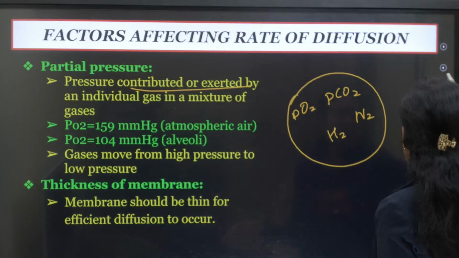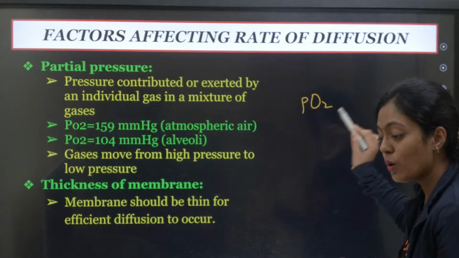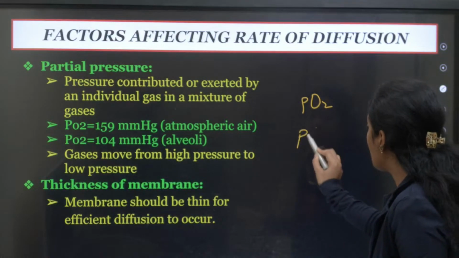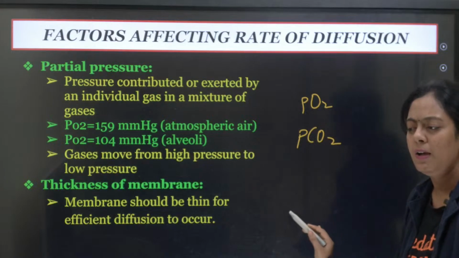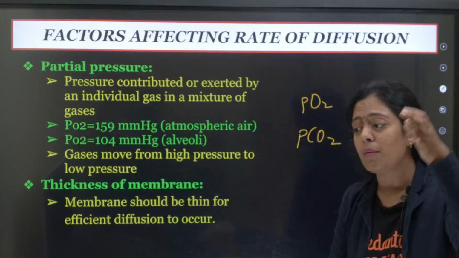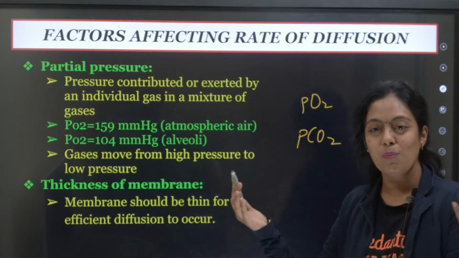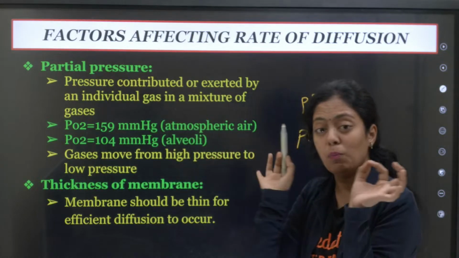So we denote it by PO2, which means partial pressure of oxygen. Then we have PCO2, which means partial pressure of carbon dioxide. அவ்வளவுதான். இது புரிஞ்சதா எல்லாருக்கும்? இன்னொரு விஷயம் என்ன ஆகும்? Gases move from high pressure to low pressure. ரொம்ப சிம்பிள். ஓகே, என்னோட அட்மாஸ்பியரிக் ஏர்ல ரொம்ப கிளியரா யோசிங்க.